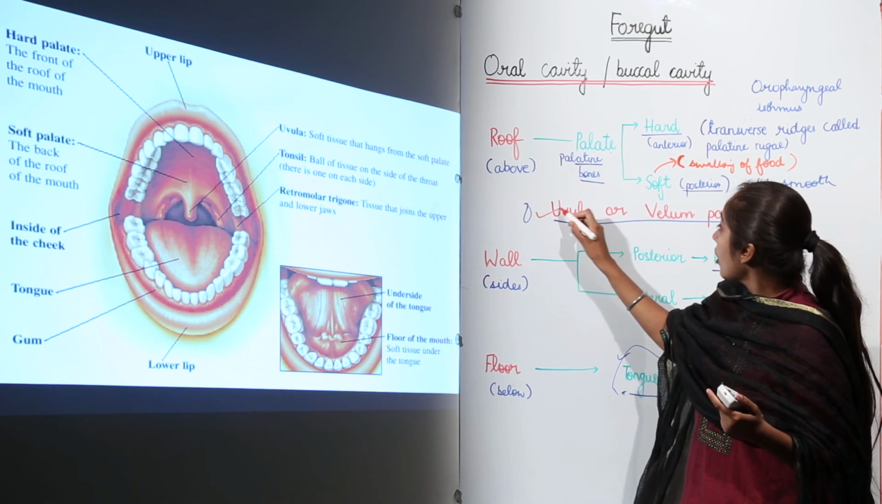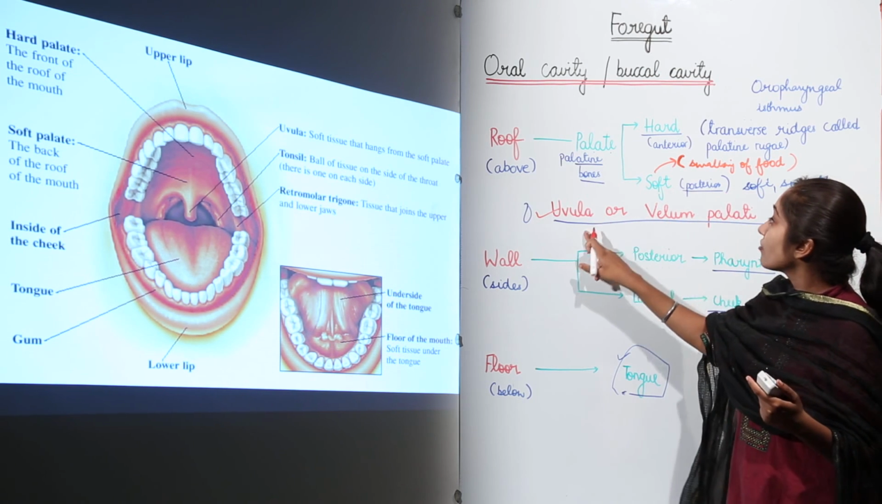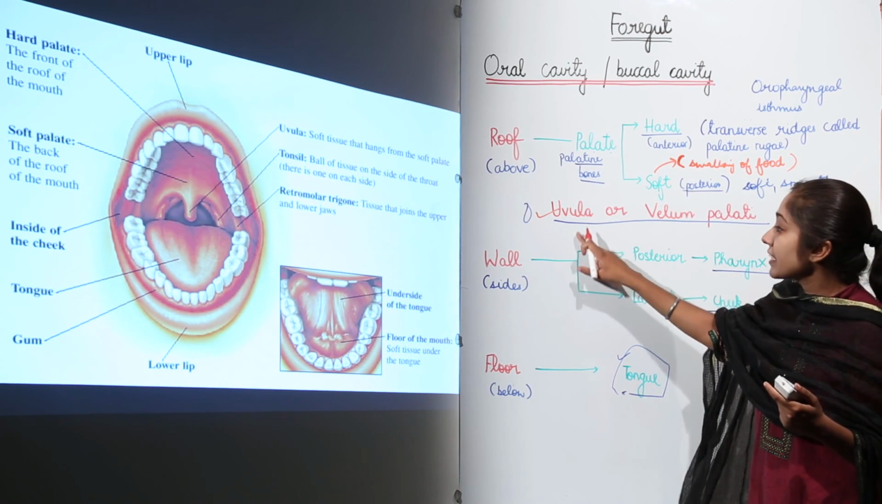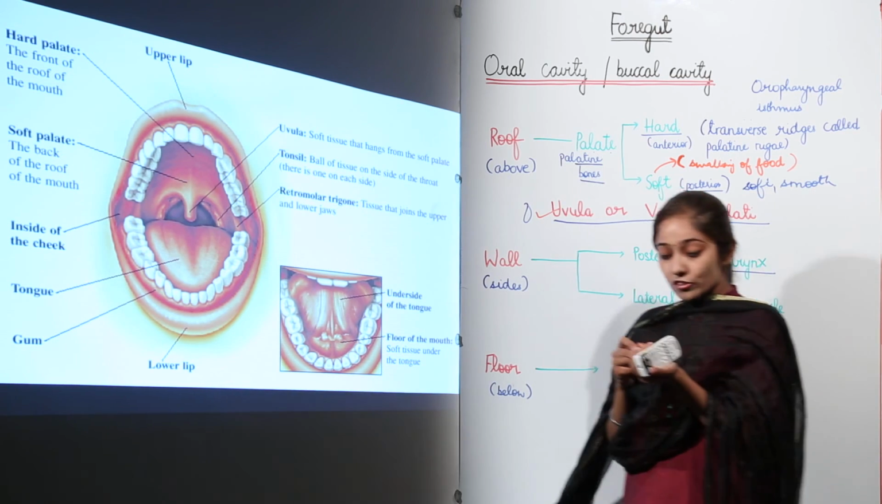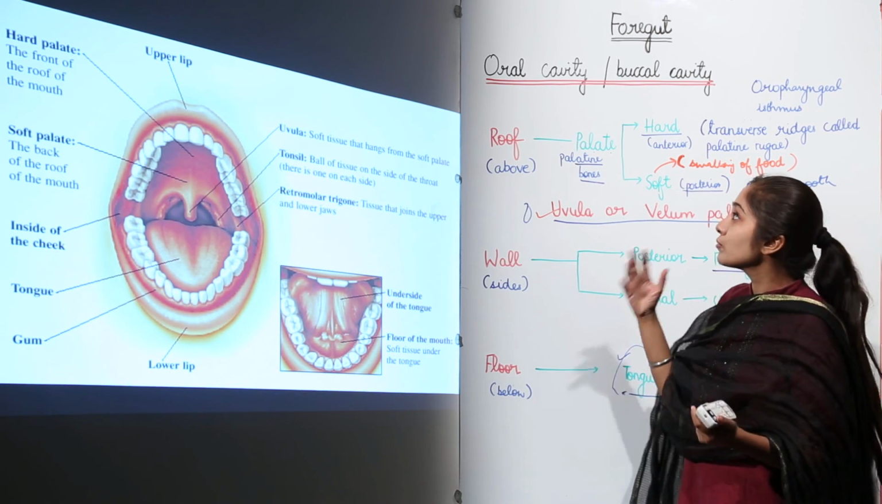So this uvula or velum palati is a part of this soft palate, right? It's a flap-like structure that you can see hangs down. So this was all about buccal cavity or oral cavity. Now let's move on to the other part.